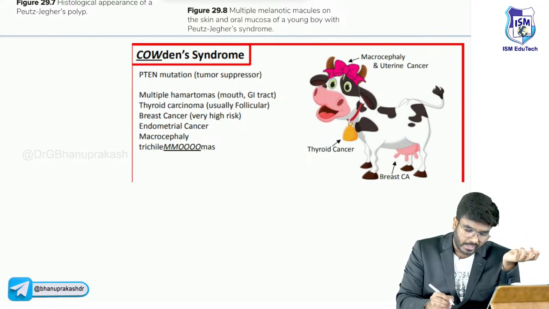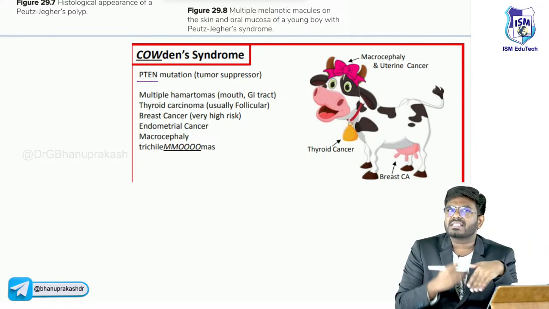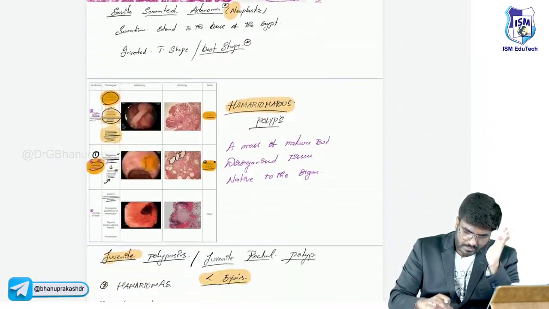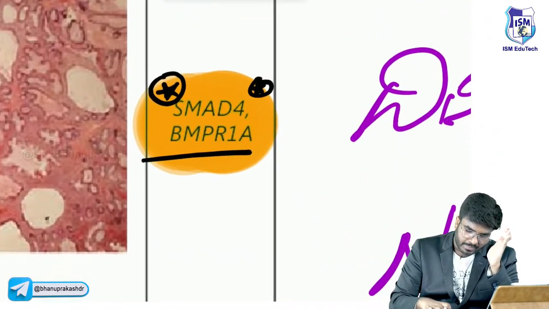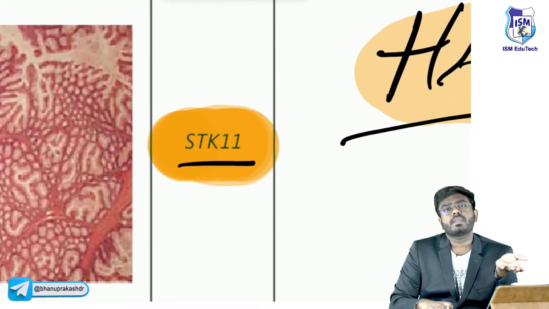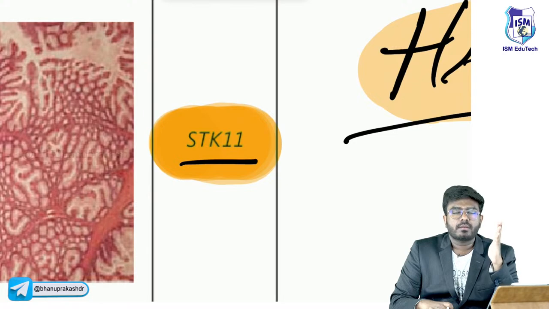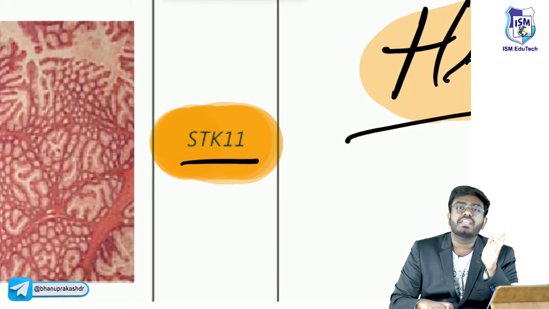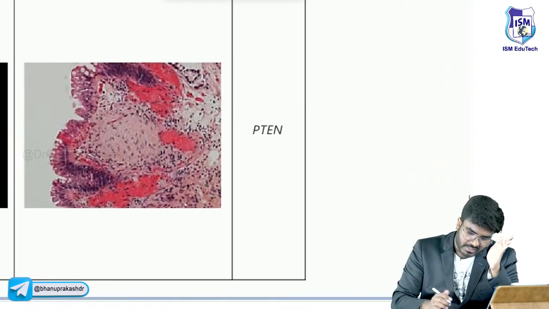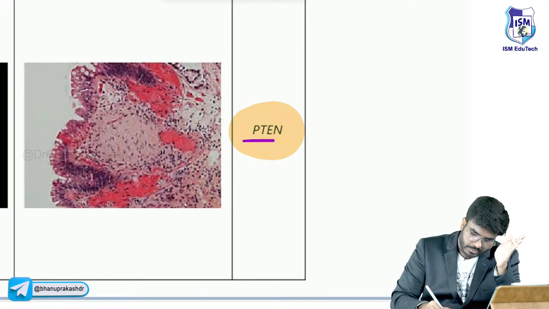So what is the gene mutation? Just as a recap: in juvenile polyposis, there is SMAD4 gene mutation, and BMPR1A gene mutation. In Peutz-Jeghers syndrome, there is STK11, serine threonine kinase 11, gene mutation. Now, the last one, Cowden syndrome: what is the gene mutation? PTEN gene mutation.